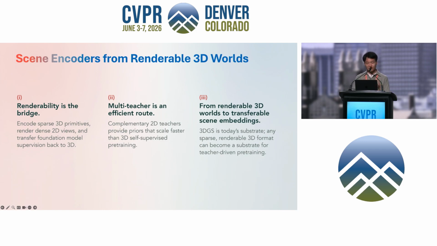Let me close with the main message. Course suggests a different route towards a general-purpose scene encoder, using renderability as a bridge and multi-teacher supervision as the efficient signal, and learning scene embeddings from renderable 3D worlds. Here, we use Gaussian splat as the substrate, but any future 3D data format that is renderable can become a natural choice for teacher-driven 3D pretraining.